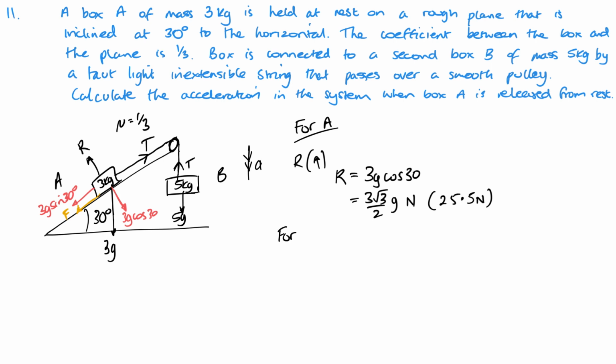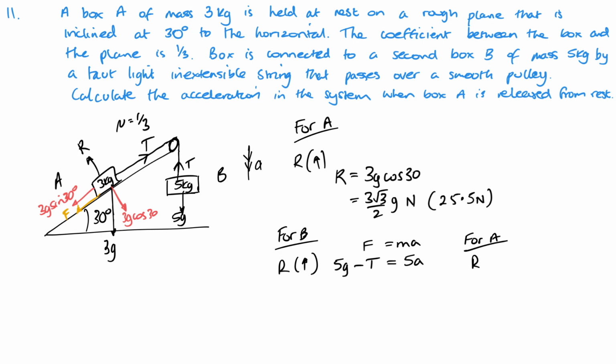So for B, we want to resolve this vertically, don't we? And we know that in the way we're looking at, for our F equals MA, our 5G is going to be heavier than T, so 5G minus T equals 5A. And that's all we can do initially for B. Then we can look back at A.